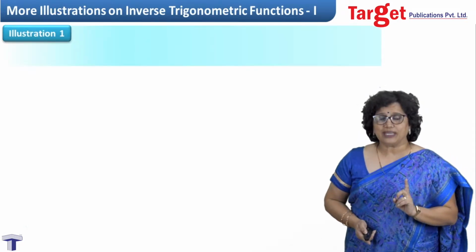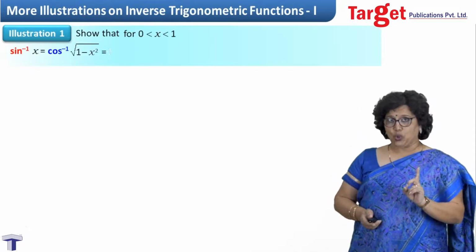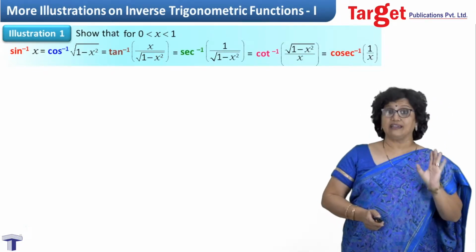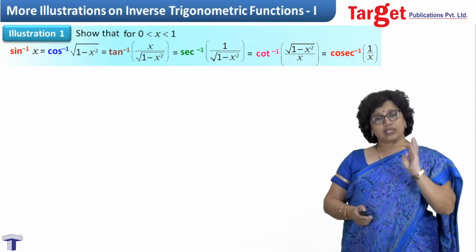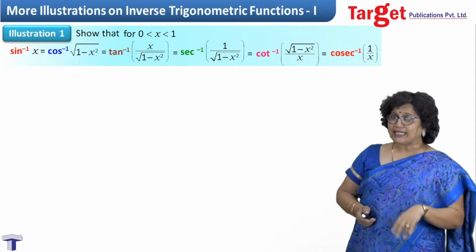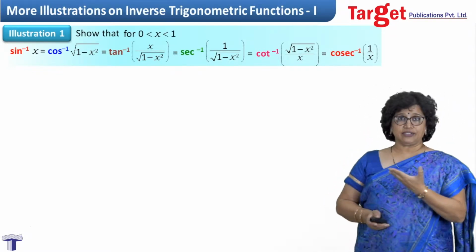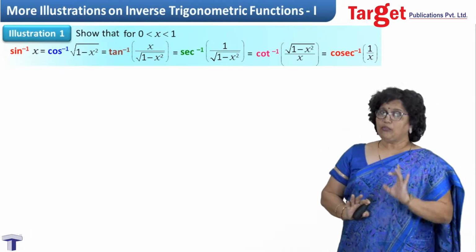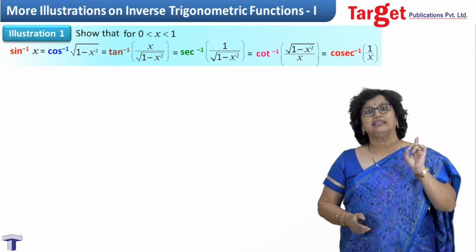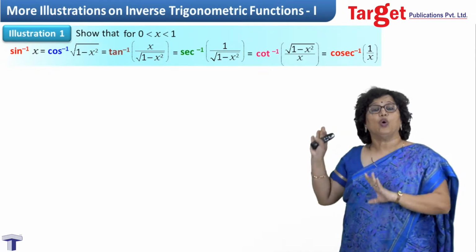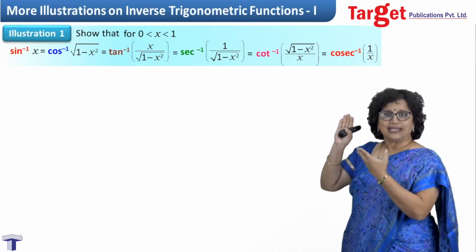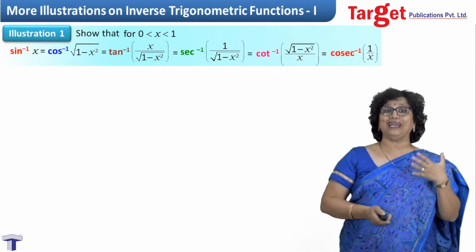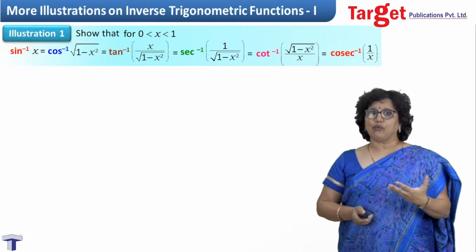Now I take the first one, and the first one is that we have to show whenever x is between 0 and 1, sine inverse x can be written in terms of cos inverse, tan inverse, sec inverse, cot inverse, and cosec inverse. Now, if you wish, you can remember them as formulae, provided you remember the condition that x lies between 0 and 1. Then only these, like sine inverse x equal to cos inverse under root 1 minus x square, etc., would make sense. I hope you understand what I mean.